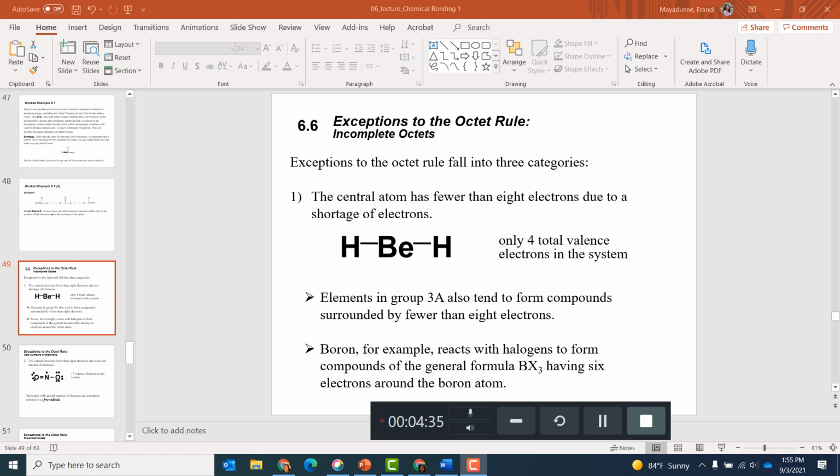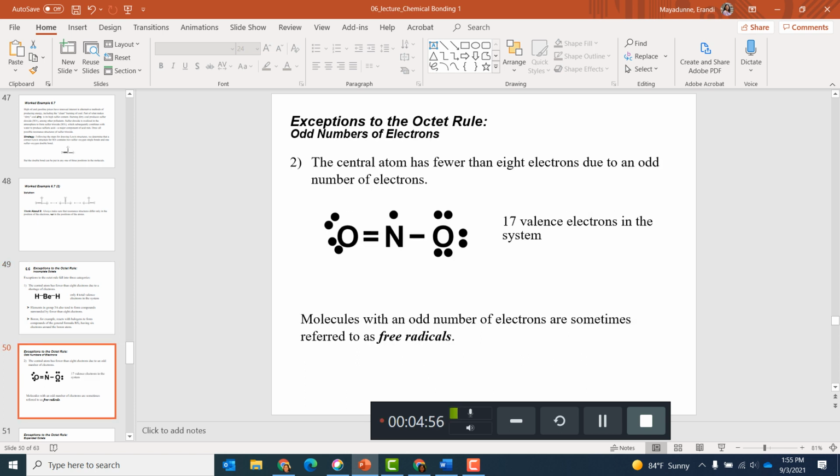Some atoms go above. They have more than 8 electrons. And we are always thinking about even numbers. Some elements even have an odd number of electrons around the central atom. They are very unstable. We call them radicals. So here you see one example. The central atom has fewer than 8 electrons and an odd number of electrons. This is nitrous oxide and it's a free radical.